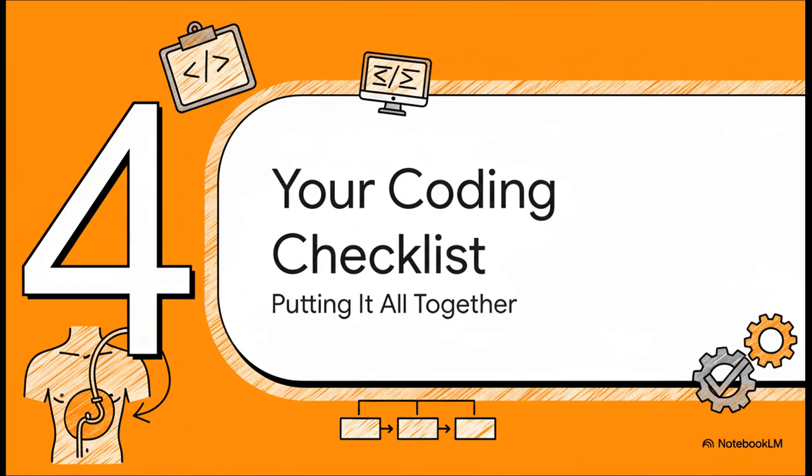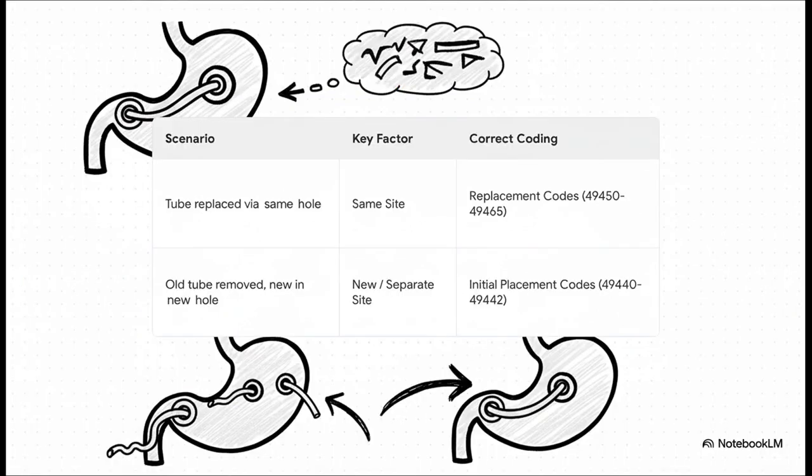Okay, let's wrap this all up into a nice, simple checklist. Think of this as your go-to guide, something you can use while you're studying or even on the job to make sure you nail this every single time. All right, this table right here, this is your ultimate cheat sheet. It's so simple. Scenario 1, the tube goes into the same hole. Your key factor is same site. You're going to use the replacement codes 49450 to 49465. Scenario 2, old tube is out, new one goes in a new hole. Key factor, new/separate site. Bam, you're using the initial placement codes 49440 to 49442. See? Once you know the rule, it's actually incredibly straightforward.